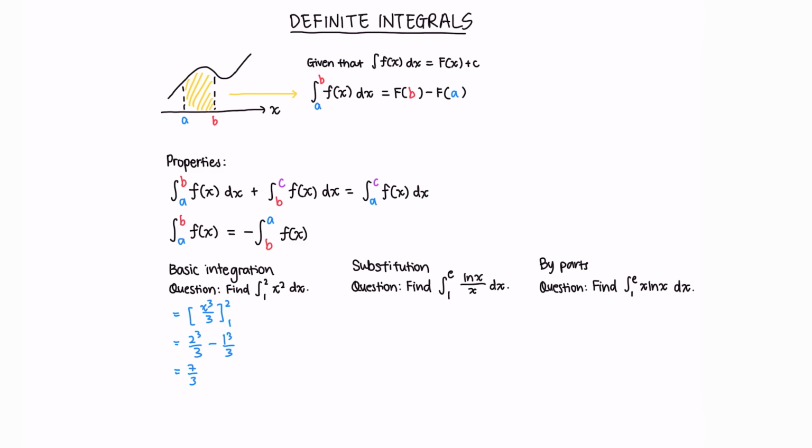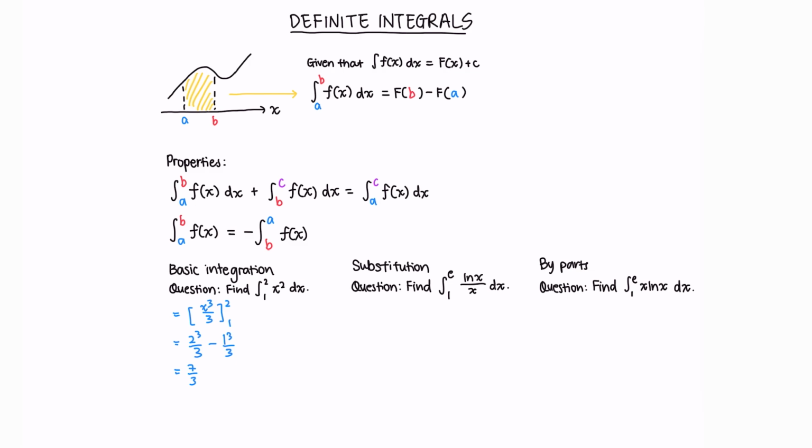Another property is that the definite integral of f(x) from a to b is actually the negative of the definite integral from b to a of f(x). This is because this over here will just become F(a) minus F(b). And if we take the negative sign, this is just equal to F(b) minus F(a), which is your original thing over here. This property also reminds you that you need to write your lower and upper bound properly. You cannot just randomly switch them.